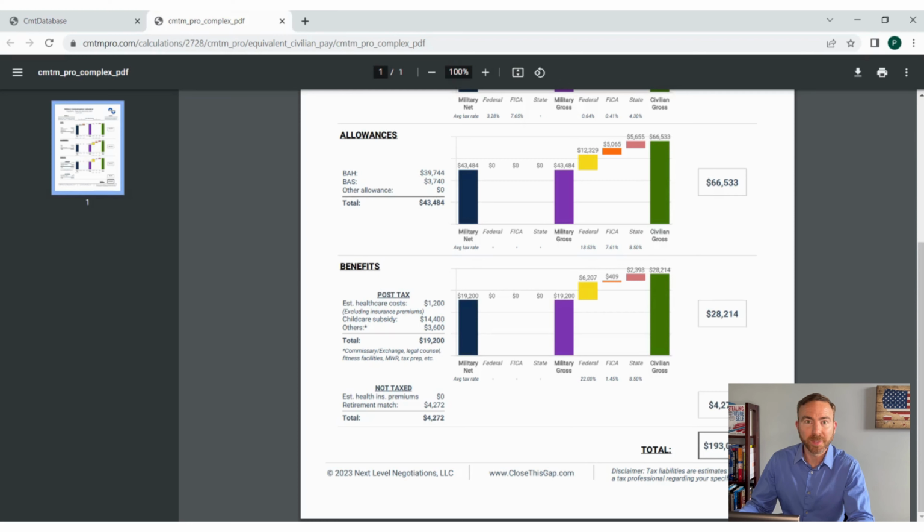All right, that concludes the complex tab. Let's go to the income tax analysis tab next.